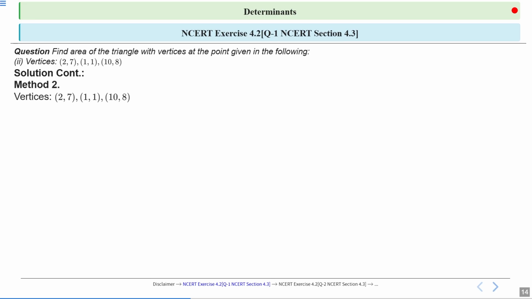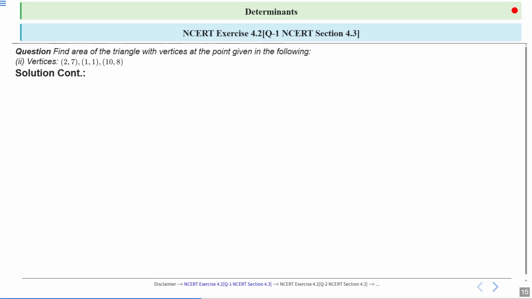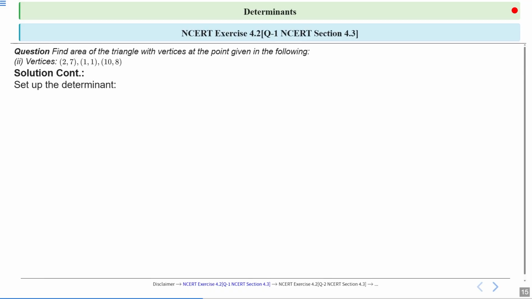Now we apply method 2 by using determinant to calculate the area of the triangle. So we just assign x1, y1 is 2, 7, x2, y2 is 1, 1, x3, y3 is 10, 8. So area is equal to 1 by 2 determinant of x1, y1, 1, x2, y2, 1, x3, y3, 1. So just set up the determinant, plug in the values of x1, y1, x2, y2 and x3, y3, we get 2, 7, 1, 1, 1, 1, 10, 8, 1. So now we need to calculate the determinant of this 3 cross 3 matrix to calculate the area of the triangle.